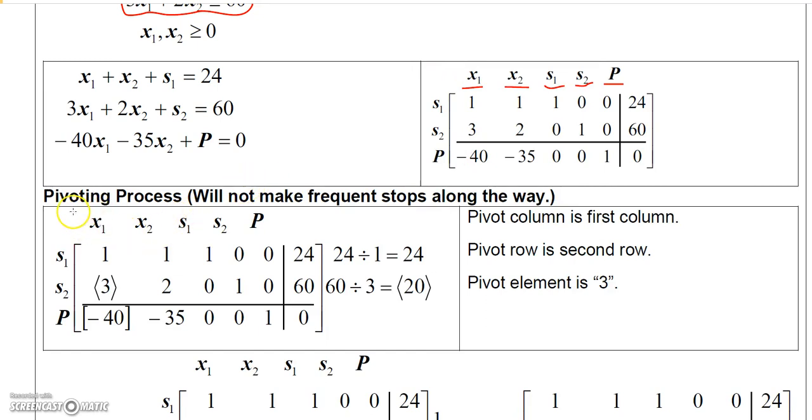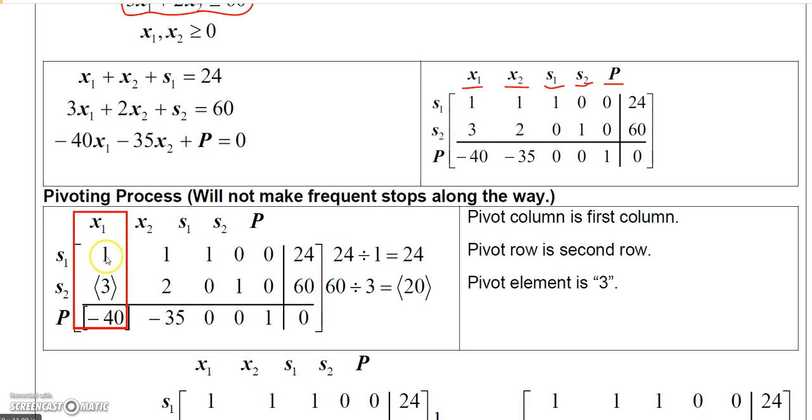So I know that negative 40 is the most negative indicator, so negative 40 is in the first column, so that's going to be my pivot column. Okay, and that tells me that x1 is about to enter.